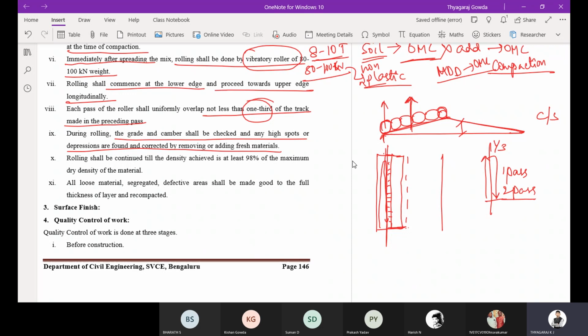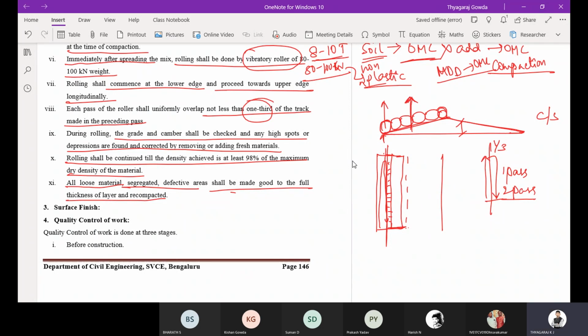And rolling shall be continued till the density achieved is 98% of the maximum dry density of the material. So rolling shall be continued till we achieve 98% of the maximum dry density. Then all loose material and segregated defective areas shall be made good to the full thickness of the layer and compacted.